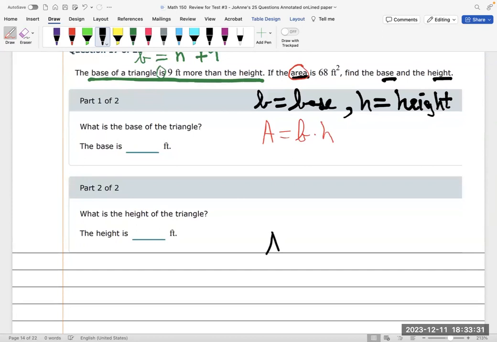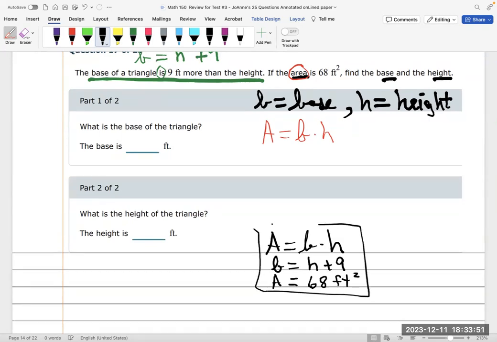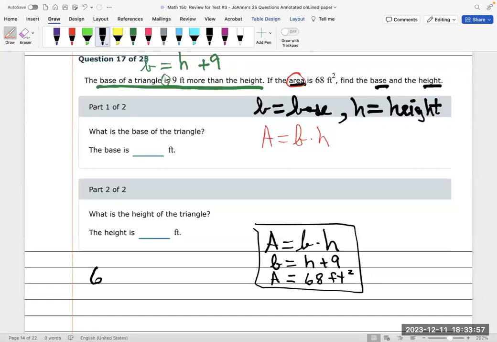I have one equation that says the area is base times height. I have another equation that says the base is height plus 9. And they also tell me the third piece of info, the area is 68 feet squared. So given this information, put it all together and solve. 68 is the same thing as base times height, but I'm using base of h plus 9. So I have h squared plus 9h.